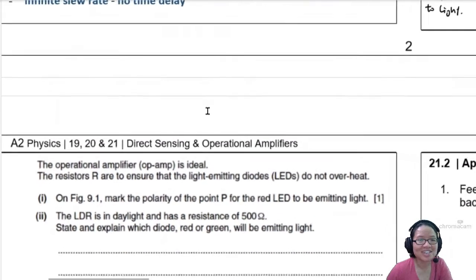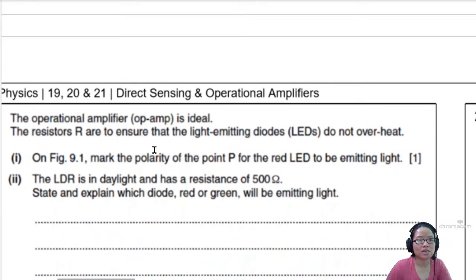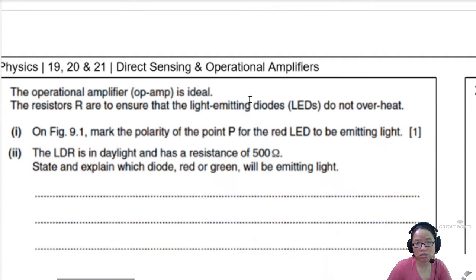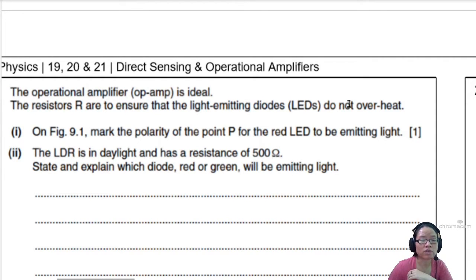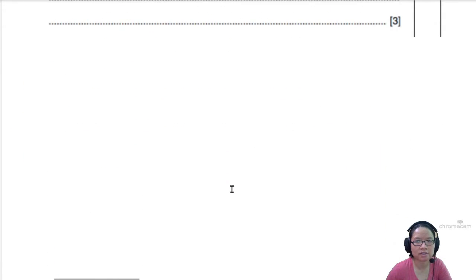Okay, so the operational amplifier is ideal. Resistor R are to ensure the light-emitting diodes LED do not overheat. Good job. On figure 9.1, mark the polarity of point P. Sure. Mark the polarity of P for the red LED to be emitting light. Okay, we are ready. Should P be positive or negative?